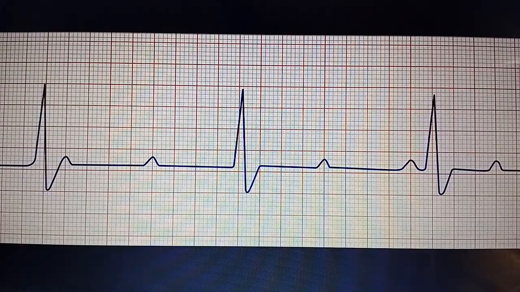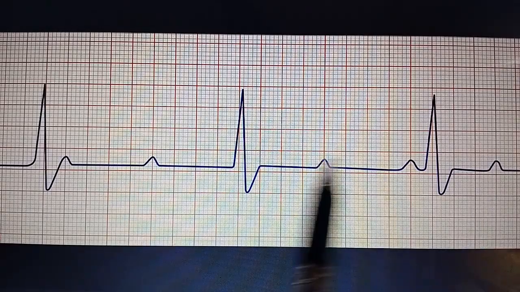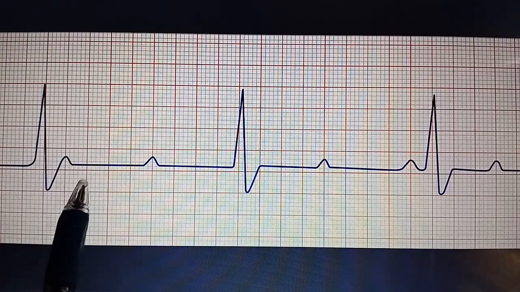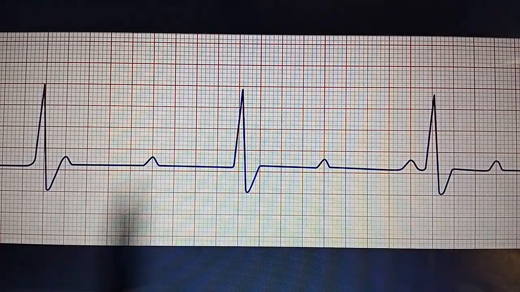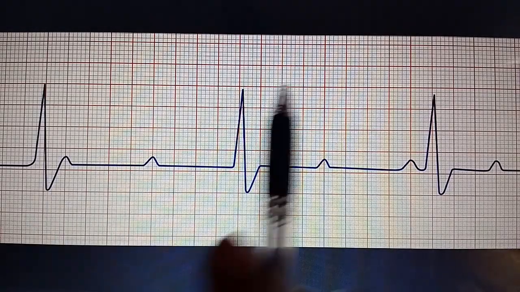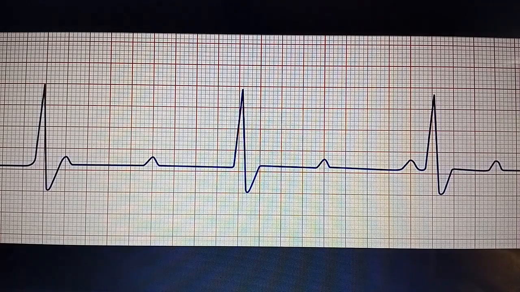And now this is the third degree heart block, and in this case, as you can see, P waves and QRS complexes are occurring independently, and it means that atria and ventricles are beating independently and they have no relationship between them. It usually occurs in the cases of Lyme disease, congenital lupus, or diphtheria.